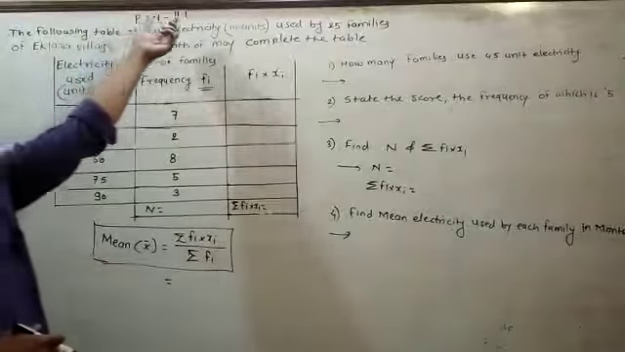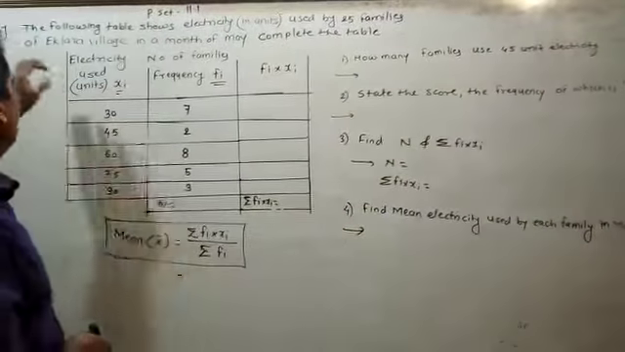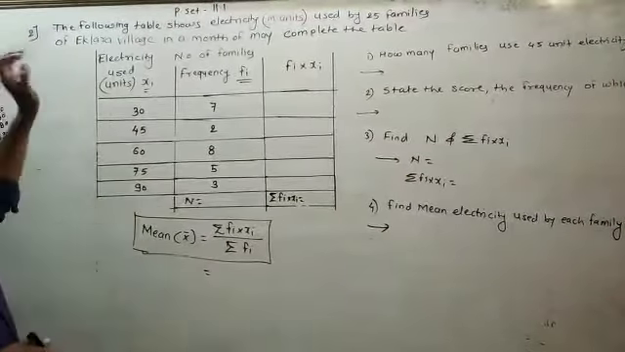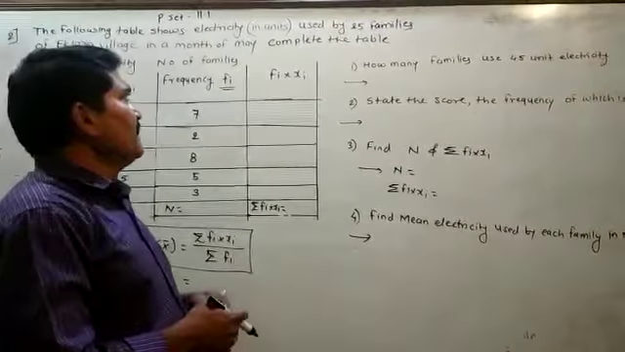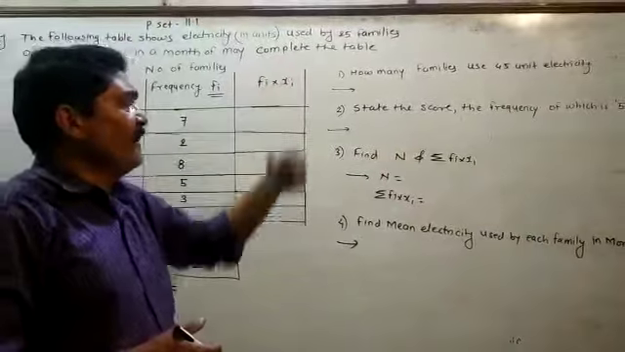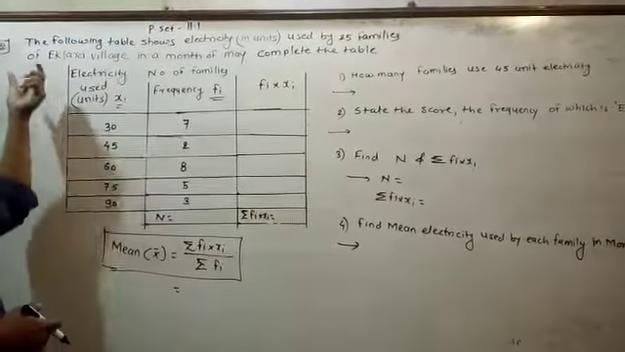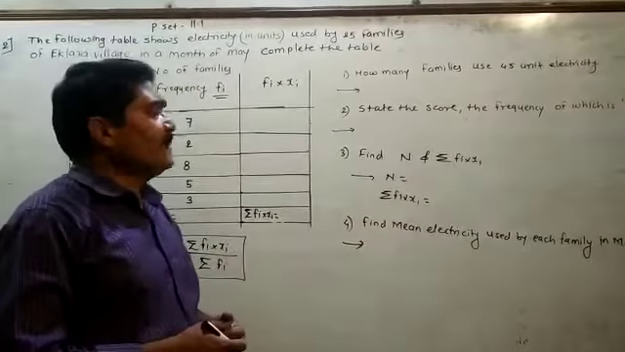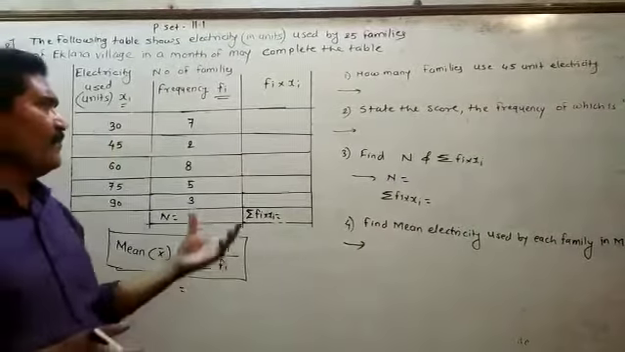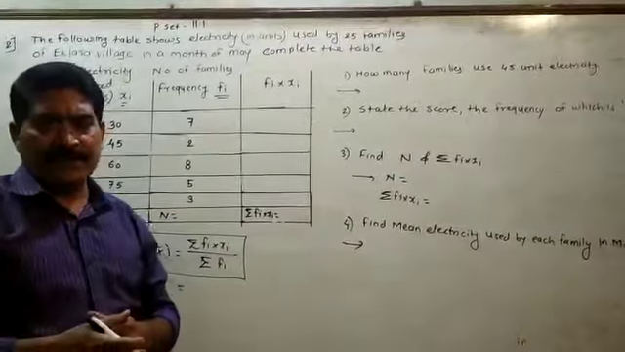Start with practice set 11.1 question number 2. The question is like this. The following table shows the electricity in units used by the 25 families of the Eklara village in the month of May. Complete the table. Means you have to fill the table and solve the question.